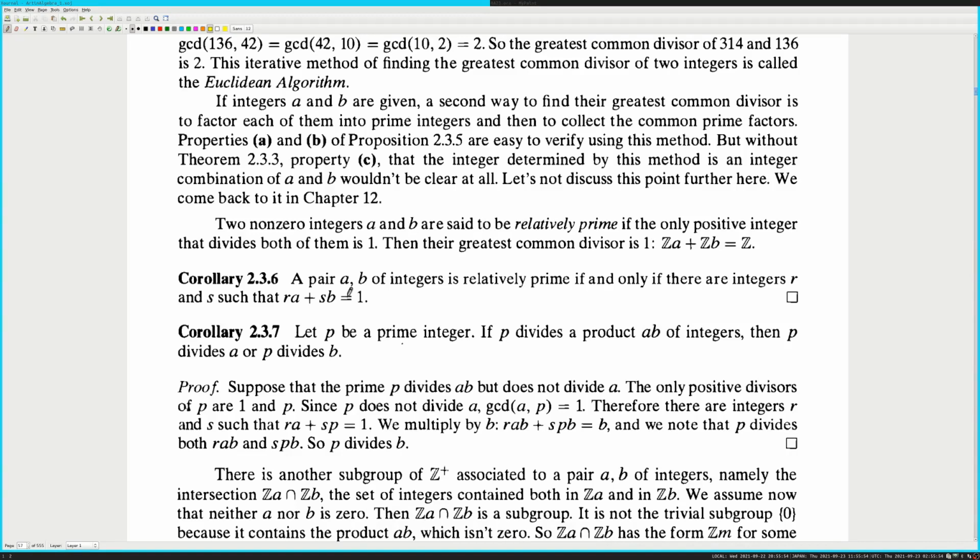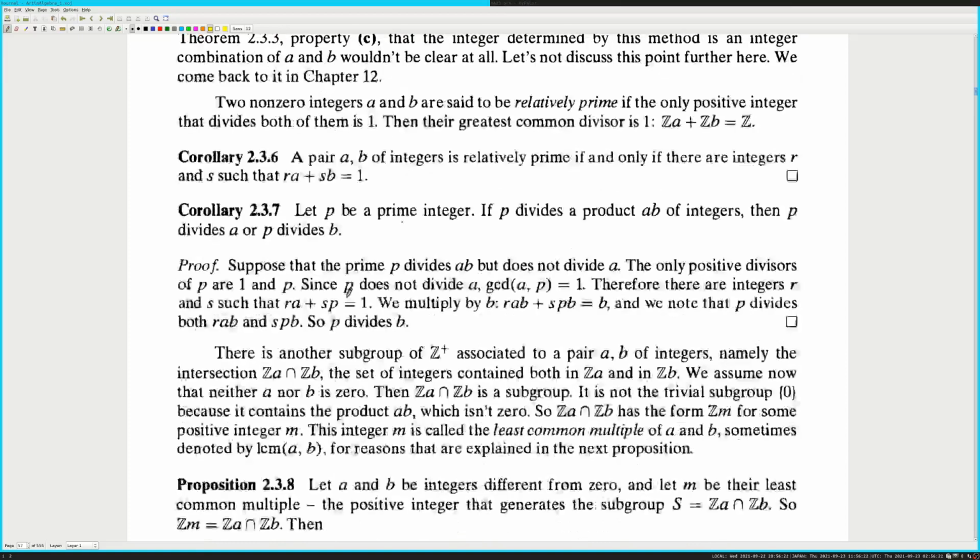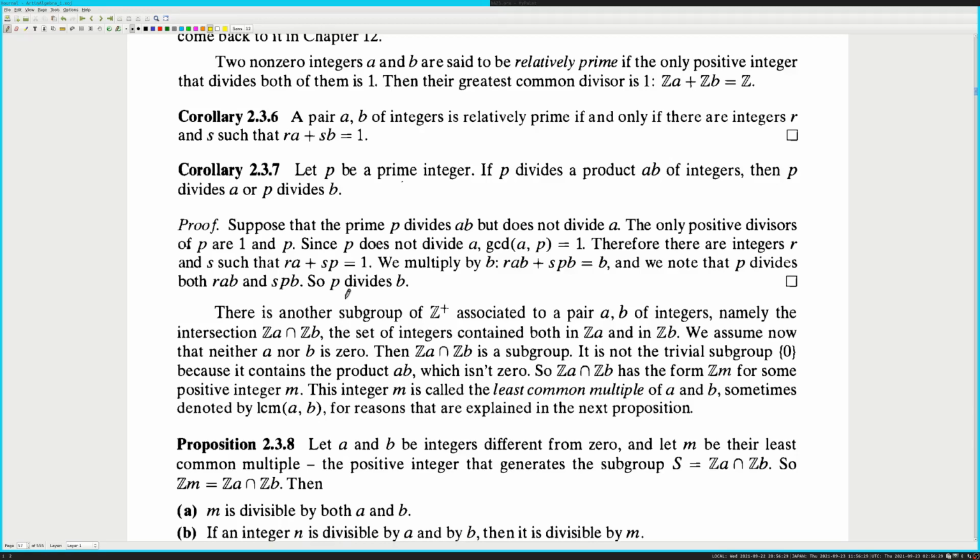This is kind of fishy. We get rab plus spb equal to b, and we note that p has to divide... Yeah, I don't see that. The logic doesn't really make sense, but let's just move on. I can believe that, but just factor the integers into primes. I've got to think about this. I'm going to look in a number theory textbook, because I think it would iron out this argument a little bit better.